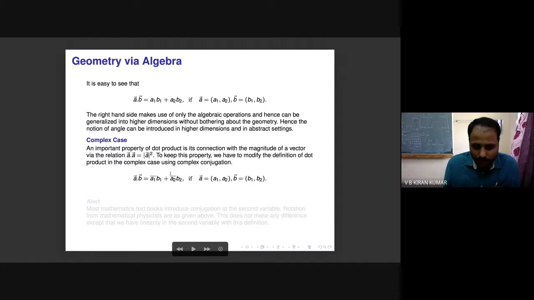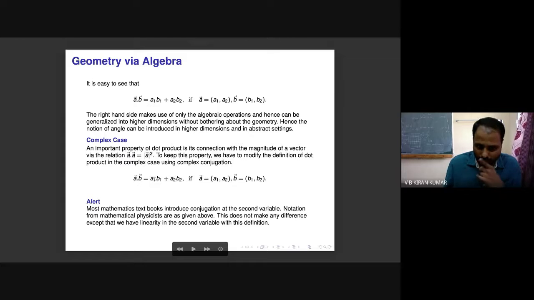Here is an alert. Typically in functional analysis textbooks, this dot product is defined as A1 B1 bar plus A2 B2 bar. But I am using the conjugate on the first entry, and this is actually the notation used by mathematical physicists. So it is not much different from the other definition. The only thing is that you have linearity in the first variable if you use the other definition, and conjugate linearity in the second variable. But here it will be the other way around. That is the only difference. All other properties will be the same.